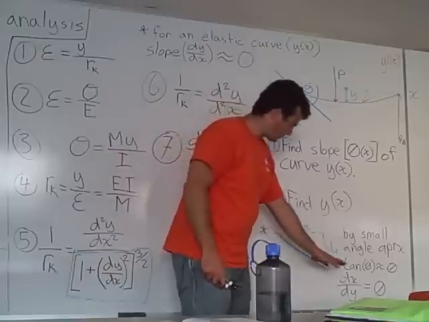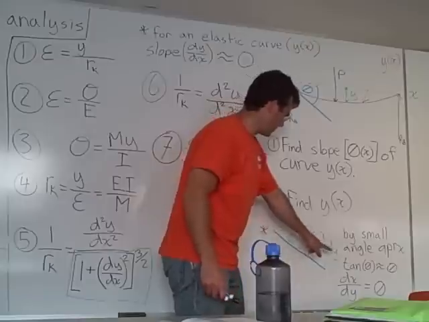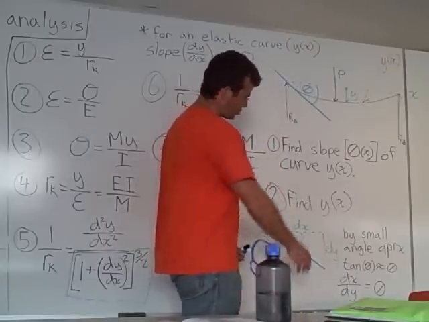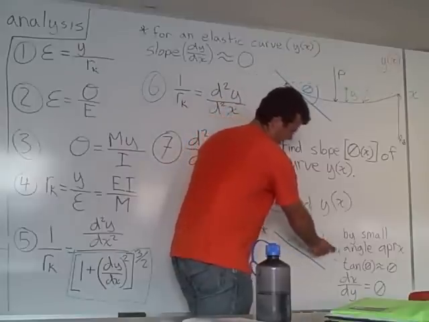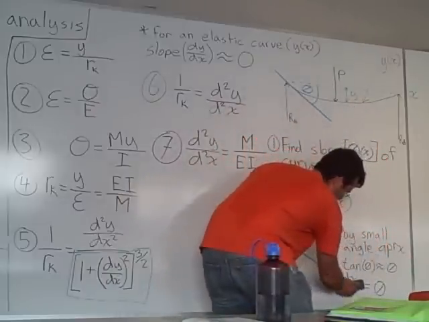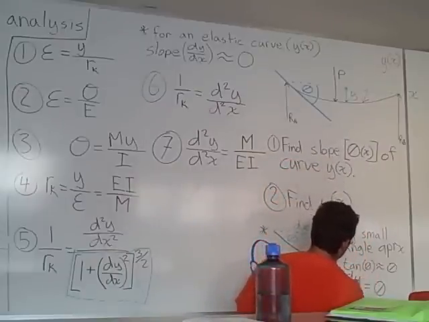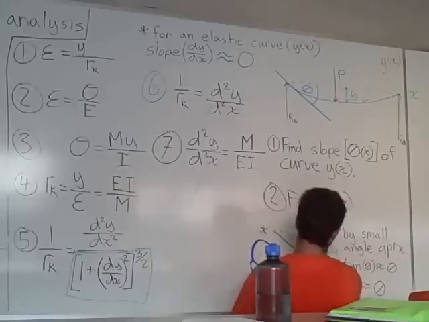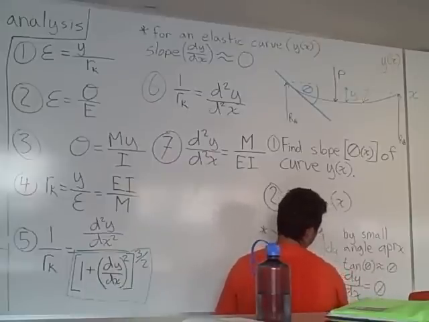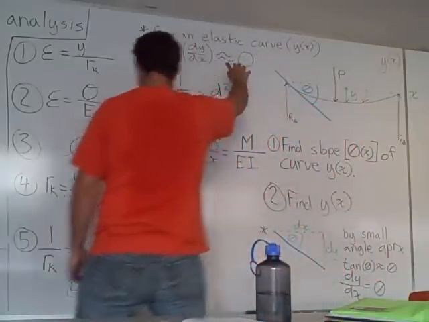If we draw a right triangle, we see that the slope dy dx is the tangent of theta. And since the tangent of theta is theta, dy dx is theta, dy dx is the slope, so the slope is theta. So the slope is approximately 0.